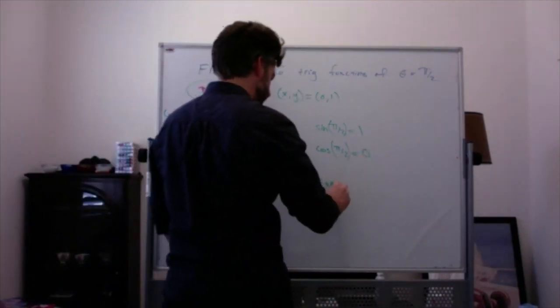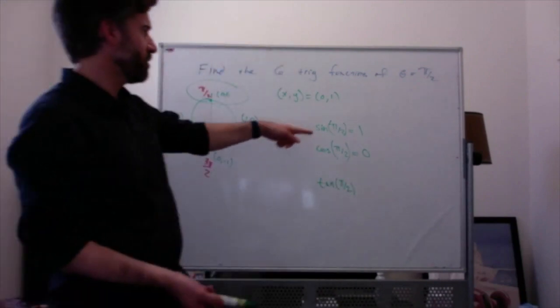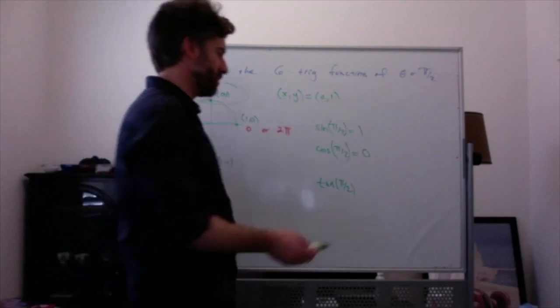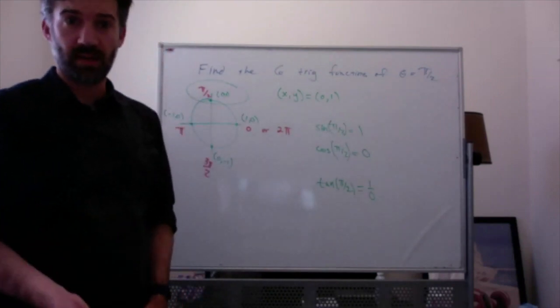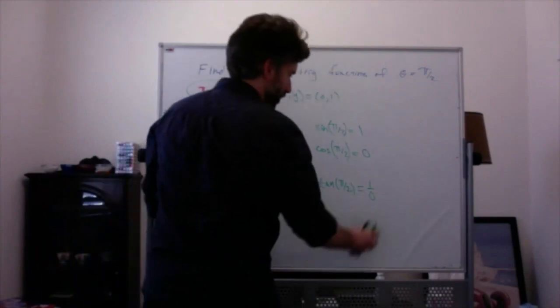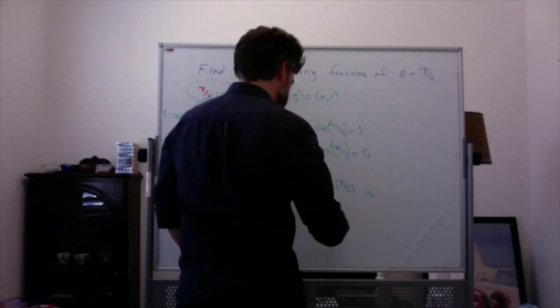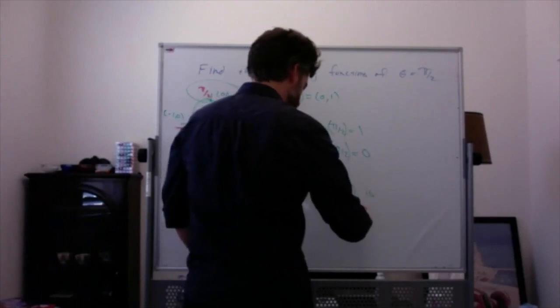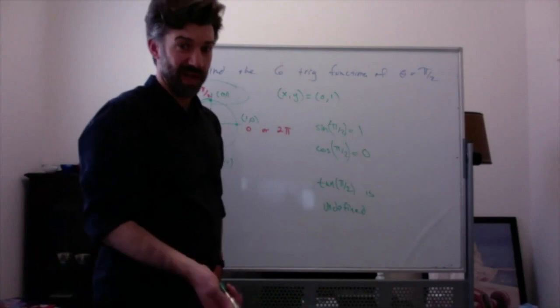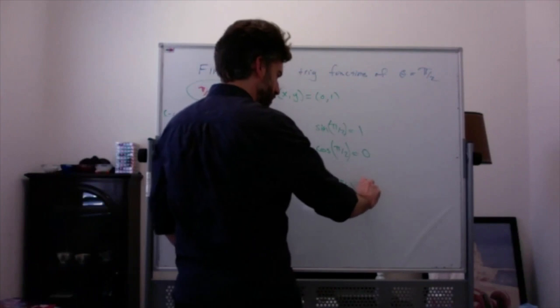And tangent of pi over 2 is a problem, right? Because tangent of pi over 2 is the y divided by the x, which is 1 over 0. But 1 over 0 is undefined. So here's what I would like you to write. You could either write tangent of pi over 2 is undefined, which feels like a lot to write, or you can take the slightly shorter route and write tangent of pi over 2 does not exist.